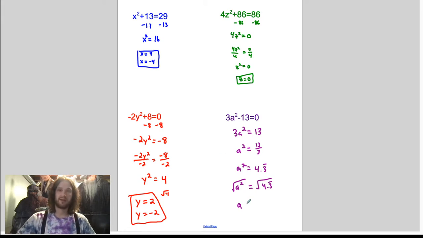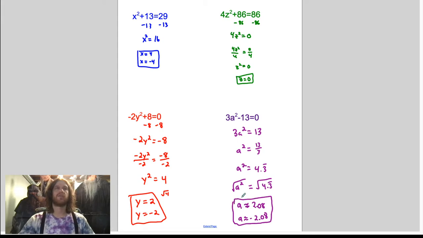And we get a is equal to, we're going to get two solutions. a is approximately equal to 2.08, and a is approximately equal to negative 2.08. So these are the numbers that make that equation true. If I were to take 4 and plug it into this equation, you'd get 4 squared is 16, 16 plus 13 is 29. It makes the equation true. Perfect.